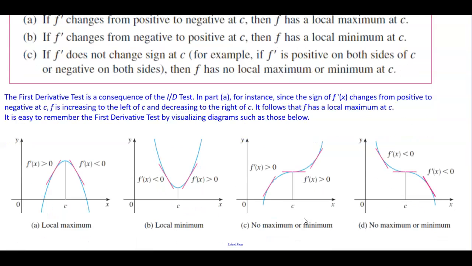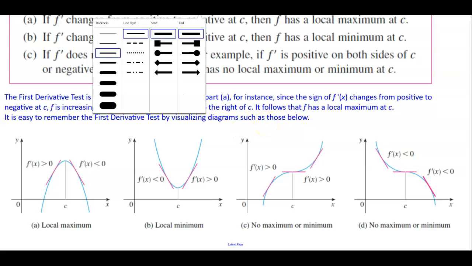So the first derivative test is a consequence of the increasing/decreasing test. In part A, for instance, since the sign of f prime changes from positive to negative at c, f is increasing to the left of c and decreasing to the right of c, and it follows that f has a local maximum at c. It is easy to remember the first derivative test by visualizing graphs such as these below.